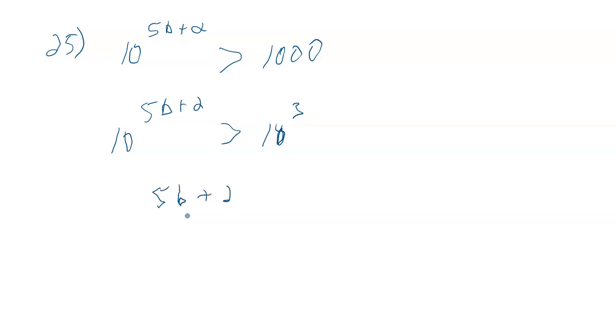25, so I have 10 to the 5b plus 2 is greater than 1,000. All right, no big deal. I'll say 10 to the 5b plus 2 is greater than 10 to the third power, since 1,000 is 10 to the third power. We set up the inequality 5b plus 2 is greater than 3. Looks good. So I get b is greater than 1/5. Perfect. Looks good to me. All right, on to 27, with plenty of time.